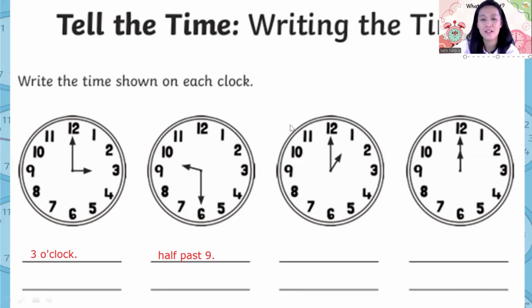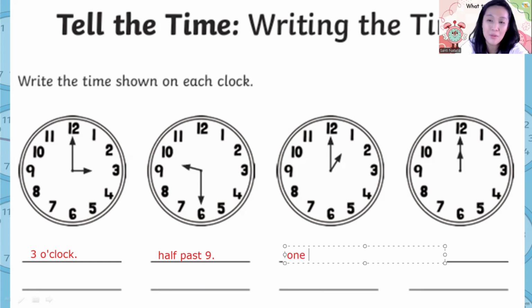Next, number 3. What time is it? The short hand is pointing 1, the long hand is pointing 12. It's 1 o'clock. That's good. You can write down with your number words or with your number symbol. 1 o'clock.